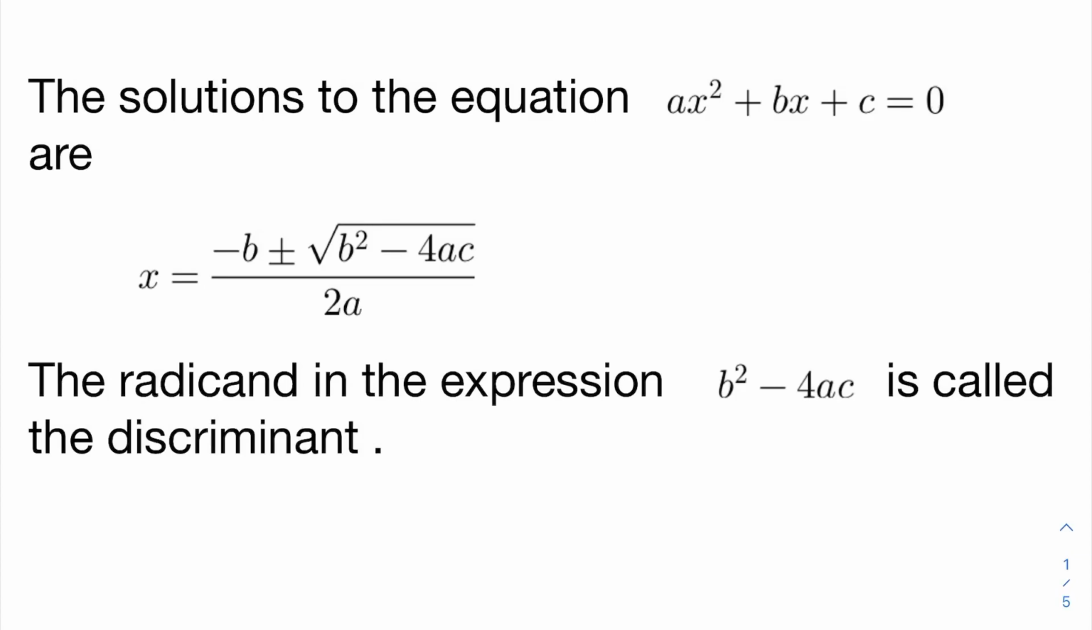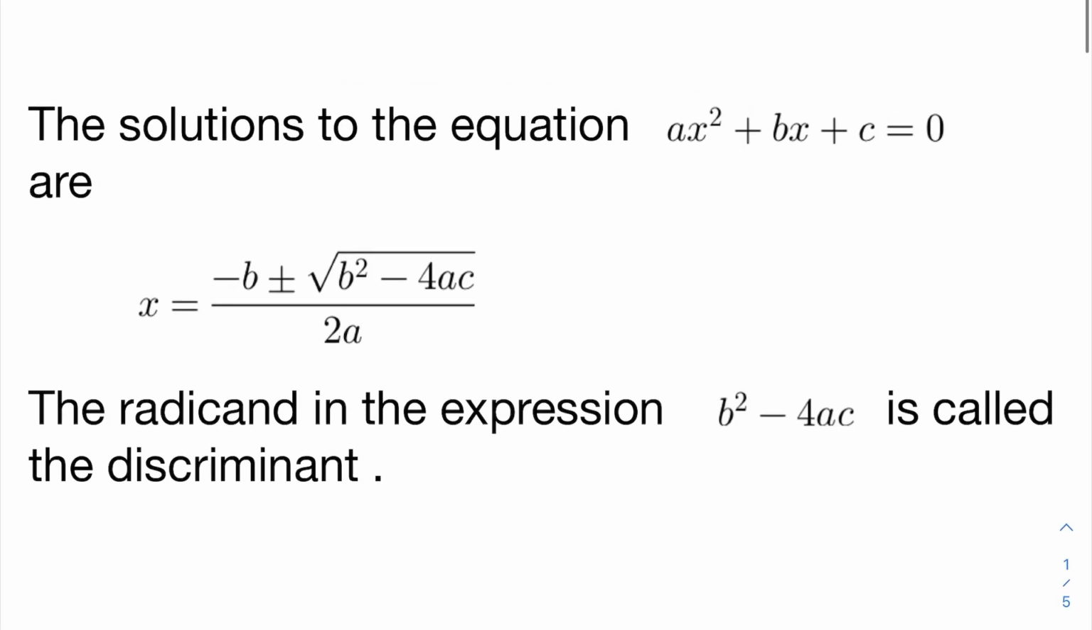Alright, so now we'll take a look at the quadratic formula. So here we have a quadratic equation, ax squared plus bx plus c equals 0. And the solutions to this equation are x equals negative b plus or minus the square root of b squared minus 4ac, all divided by 2a.